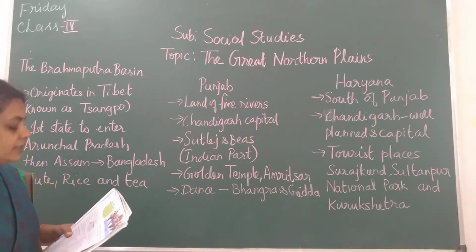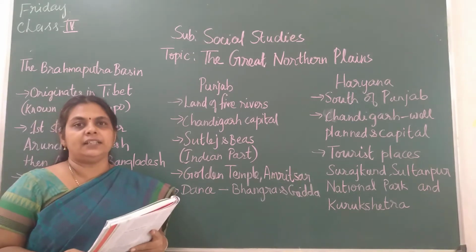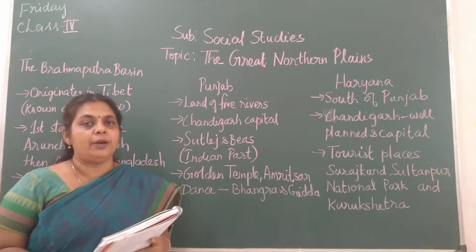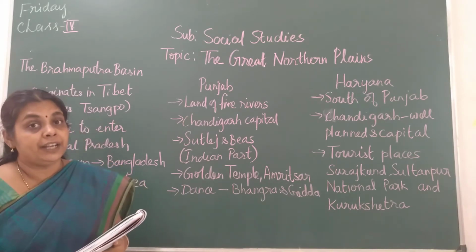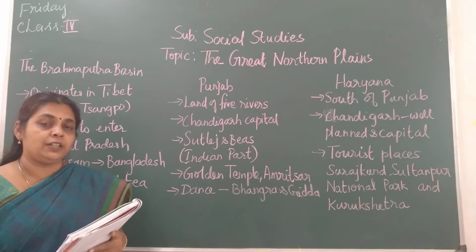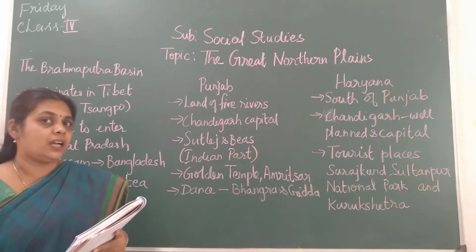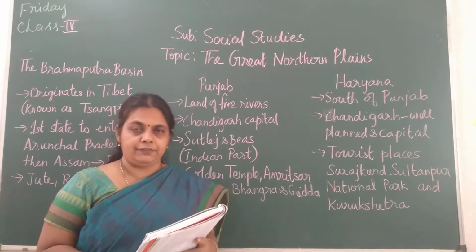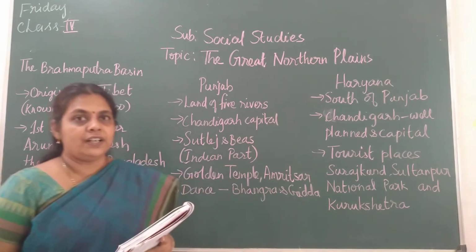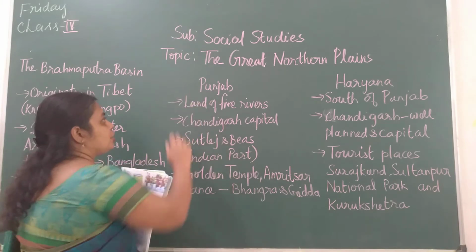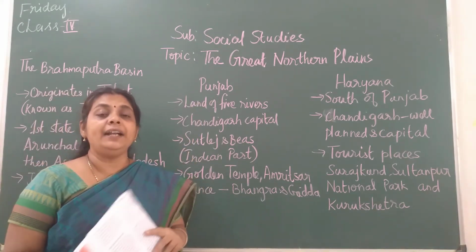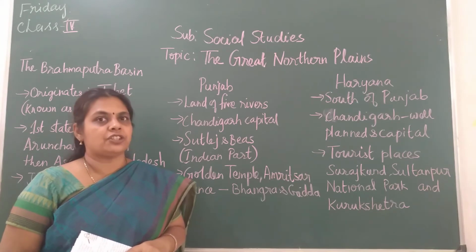The next one is about the northern plains and the life of people. Starting from Punjab, Haryana, Uttar Pradesh, Bihar, West Bengal. How the life is in these states and regions, that one we are going to see, children. The first one is Punjab. Punjab is called the land of five rivers, children.